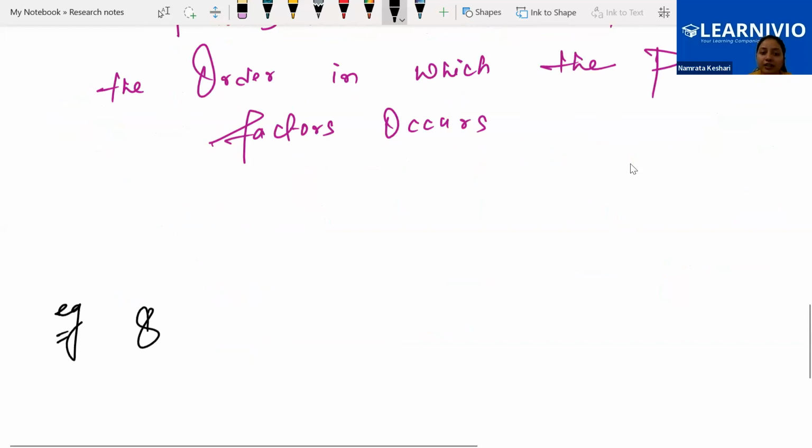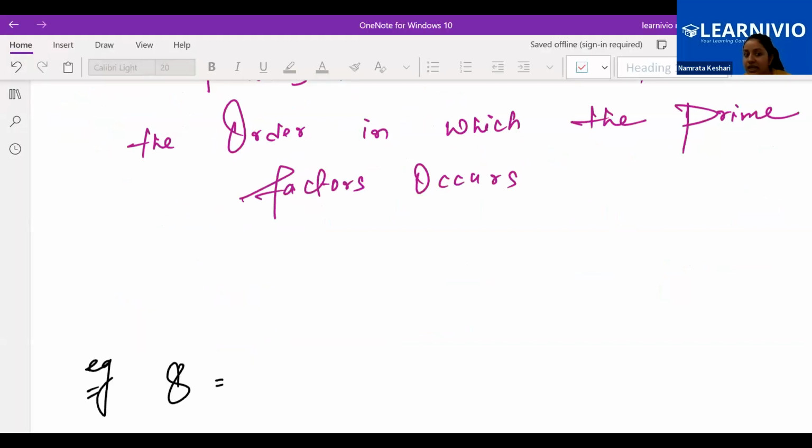So if we factorize this 8, what are we going to get? What will we be getting if we factorize this 8? I'm not talking about writing down the factors of 8. Factorize means to break it. Ma'am, 2 into... if we factorize this 8, what will we be getting?